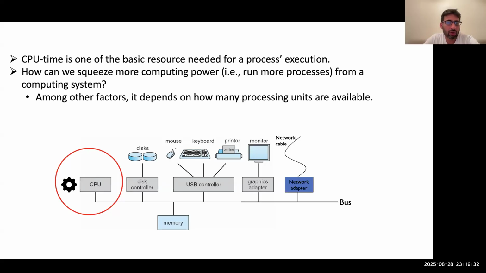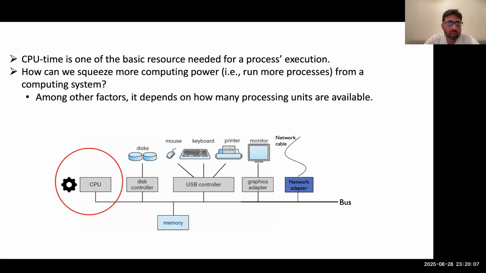But when you have a computer system, it is not dependent only upon the hardware architecture or the features of the machine. It also depends upon the system software. So there are other factors which enable us to run multiple processes at the same time on a machine. But among them, one factor is that we should have multiple processing units available.